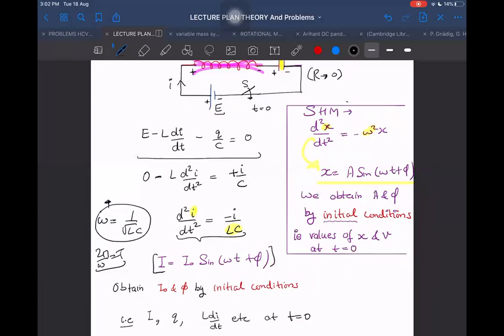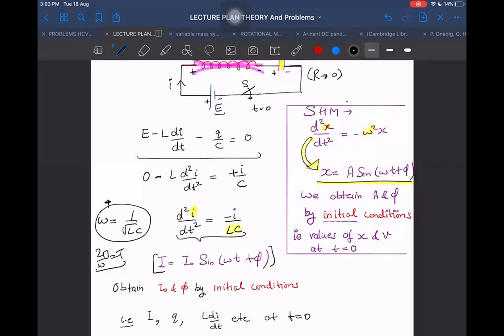But I told you in SHM, while I was teaching waves, that it is not just one thing which is oscillating. There are several other things which are oscillating. What will the derivative of x be doing? Will it be oscillating or not? Velocity will also be SHM. The double derivative of x, acceleration, will also be SHM. So when x is varying sinusoidally, then velocity and acceleration will also vary sinusoidally.